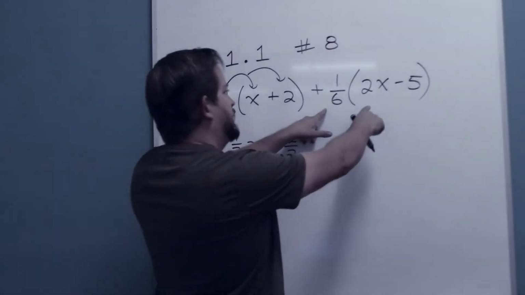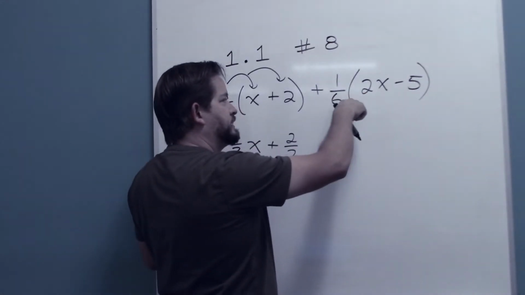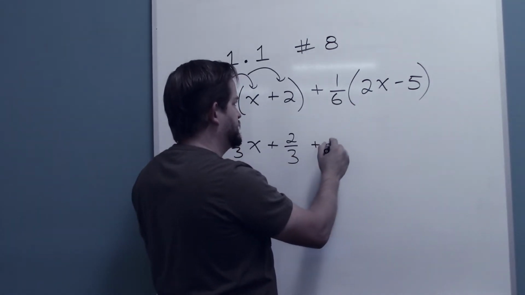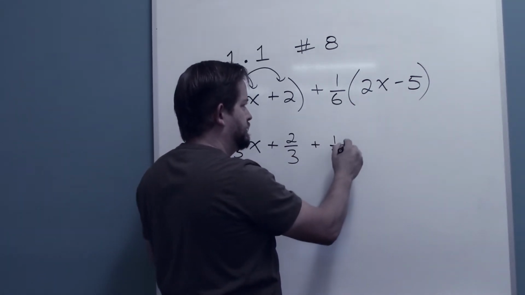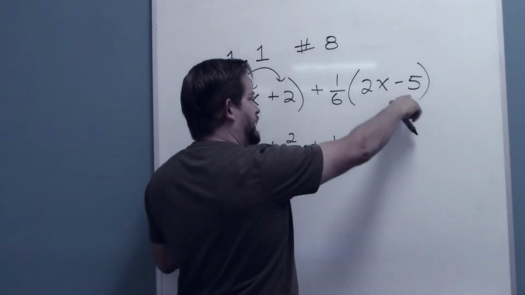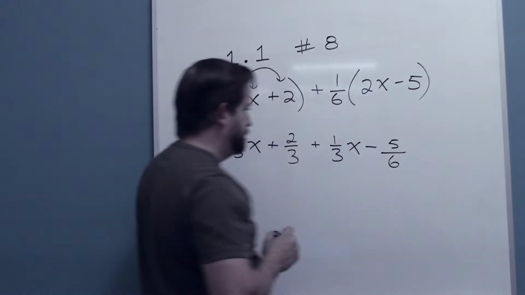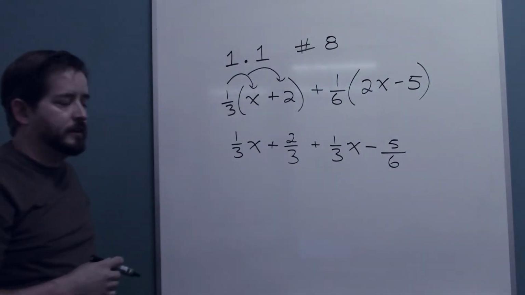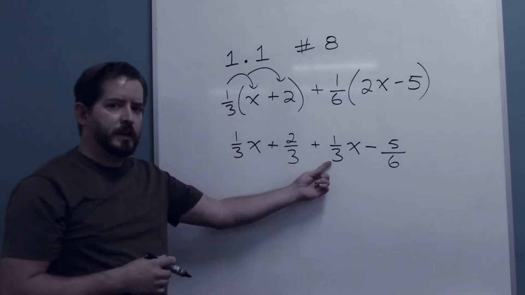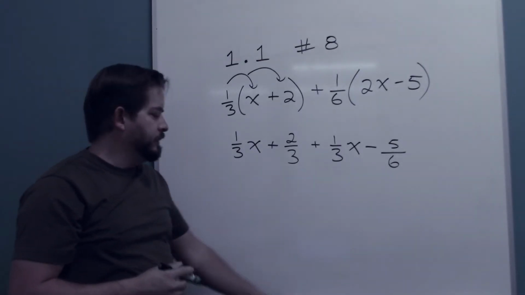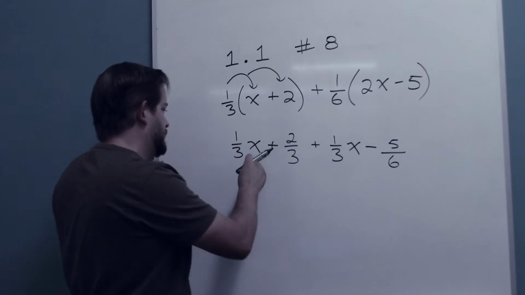Same thing happens over here. I have 1 times 2 is 2 over 6, but I can simplify that. 2 over 6 is the same thing as 1/3. Minus, and then 5 over 6, right? So I have that after the distribution and the single simplification that I did make here. And then I'll add like terms together.